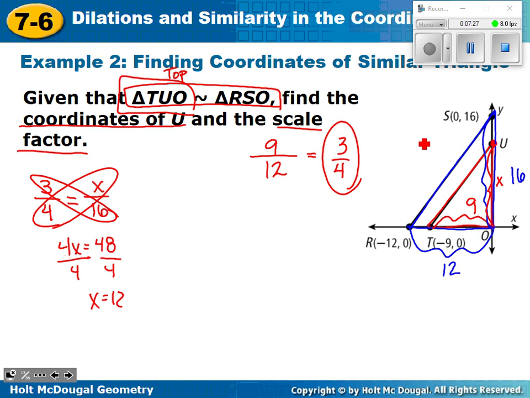So that's x, but what is our answer since it wants the coordinates of U? 0, 12. And that's where you have to take into account, are you going up or down, left or right? Because it may be a negative 12 if it had gone down. Does that make sense?